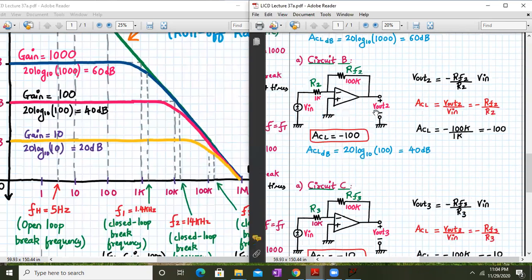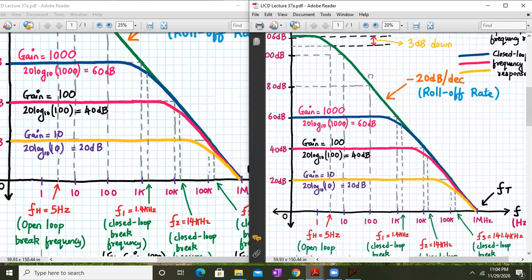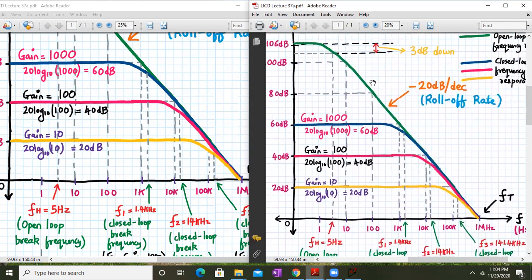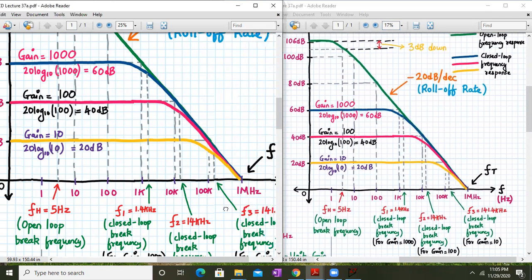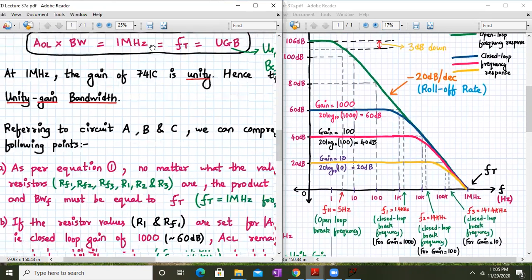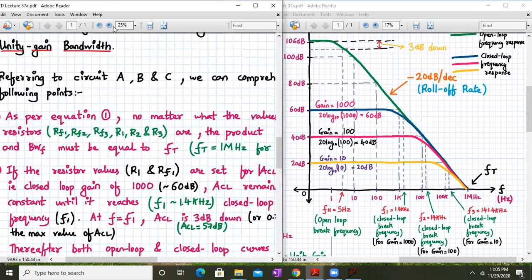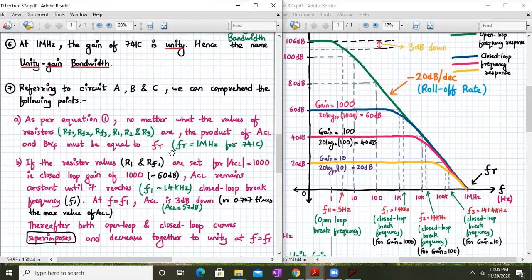Fine. Now let's come to the frequency response here clearly. I need to adjust this properly so that it fits. Yeah, it's fine now. Now let us go back to the theory topic. Let me adjust this also properly. Yeah, it's properly adjusted now.